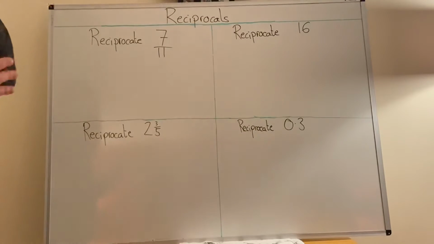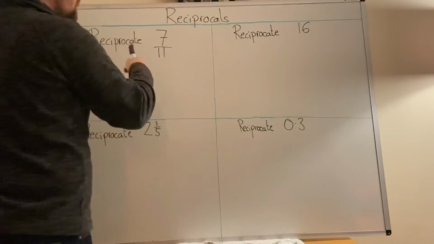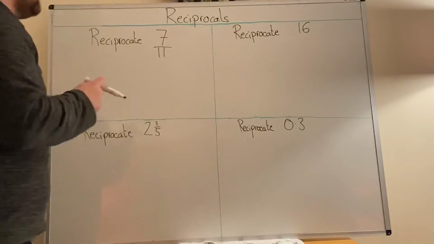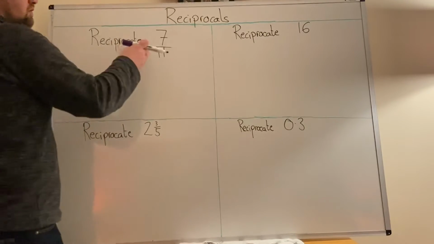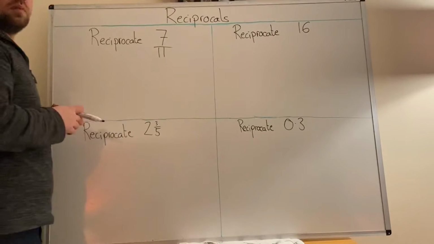Now reciprocate is another way of saying inverse, okay? The untechnical name is flip, but we shouldn't be using flip, we should be using inverse. So we're going to inverse this, we're going to swap it round. Whatever's on the top is going to be on the bottom, and whatever's on the bottom is going to be on the top, okay?